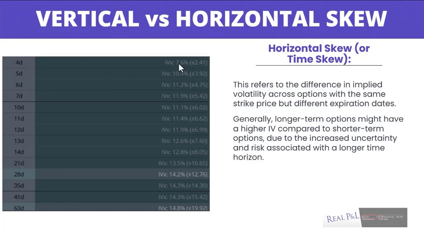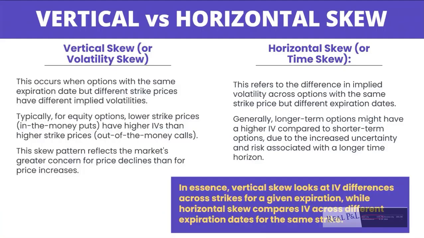It's got the IV of 7.6. You get 13 days, 12.6. You can see it just slowly increases the implied volatility as time gets further out, and therefore the price of the options also increase with that implied volatility. In essence, vertical skew looks at IV differences across strikes for a given expiration, while horizontal skew compares IV across different expiration dates for the same strike.